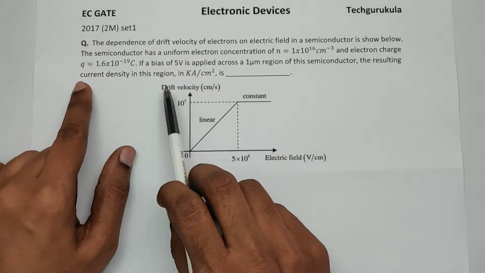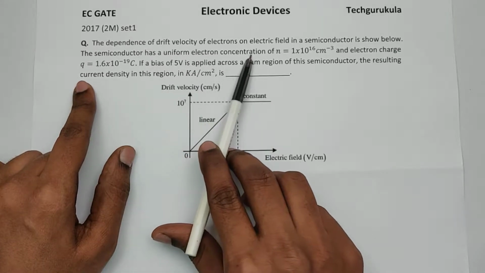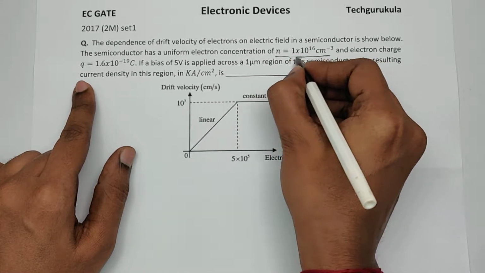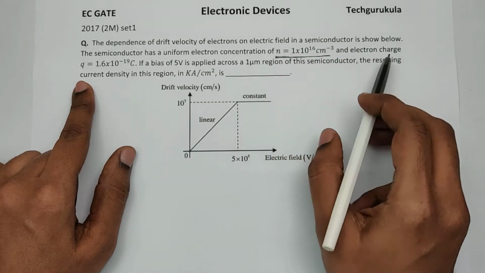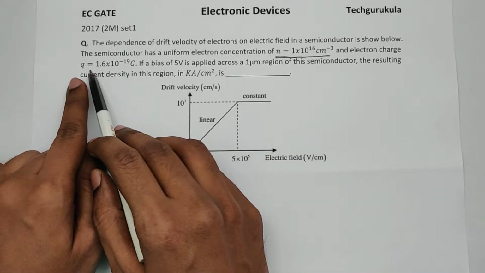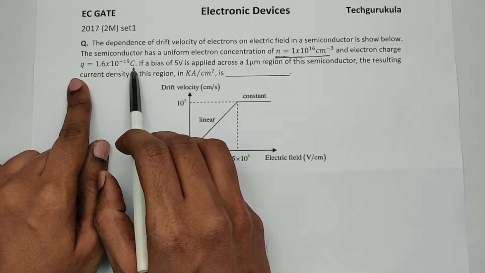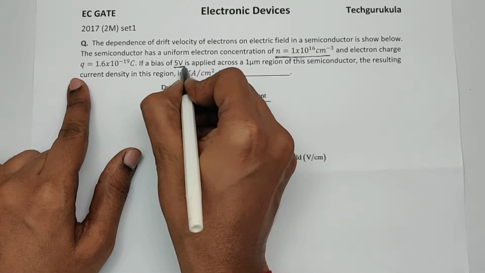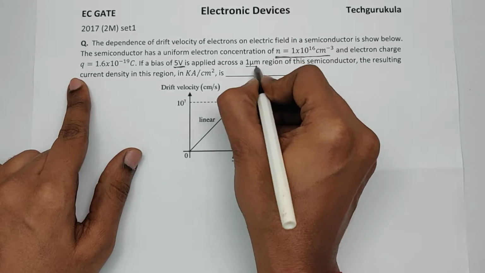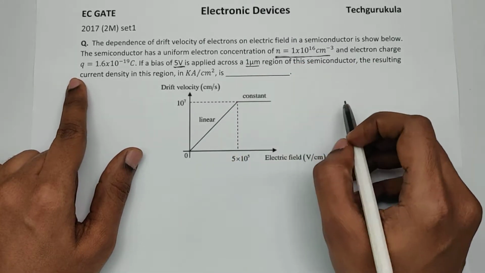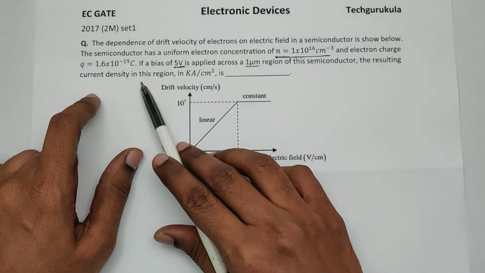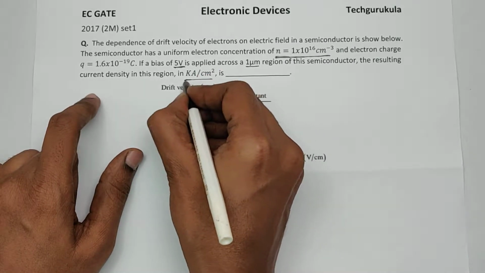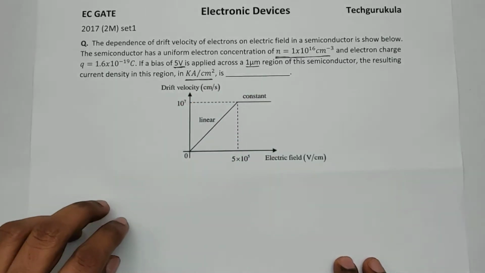The semiconductor has a uniform electron concentration of n equal to 1 times 10 power 16 per centimeter cube, and electron charge, standard value 1.6 times 10 power minus 19 coulomb. If a potential of 5 volt is applied across a 1 micrometer region of the semiconductor, the resulting current density in this region in kiloamperes per centimeter square is dash. So let's find out.